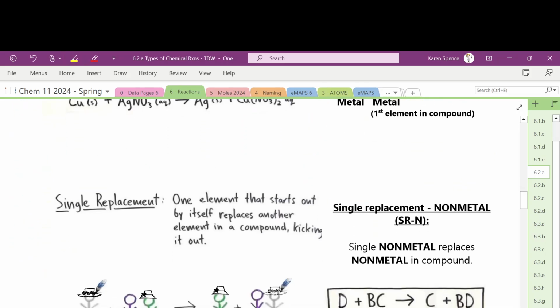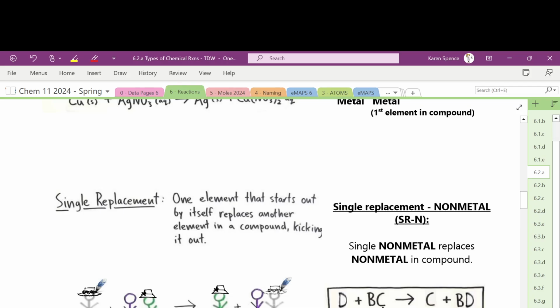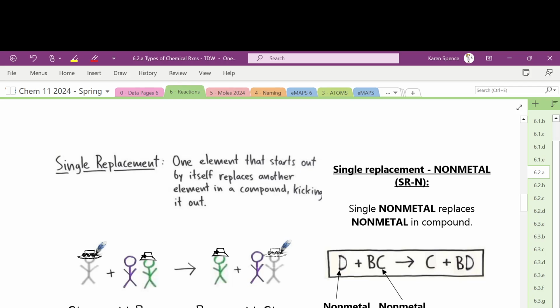Now, later on, we're going to see, and Tyler does not do one like this, so maybe we're not going to see this one, we can have a single replacement non-metal. I need to change this so that the hats represent the non-metal. I think I gave it to them so you could see the difference between who got replaced and who didn't. So in this case, the hats equal the nonmetal, and so the nonmetal kicks the nonmetal out.